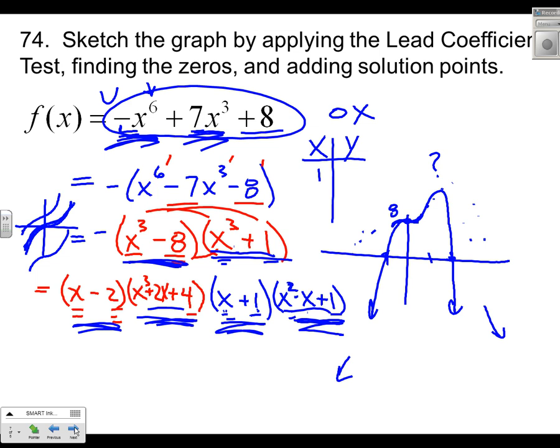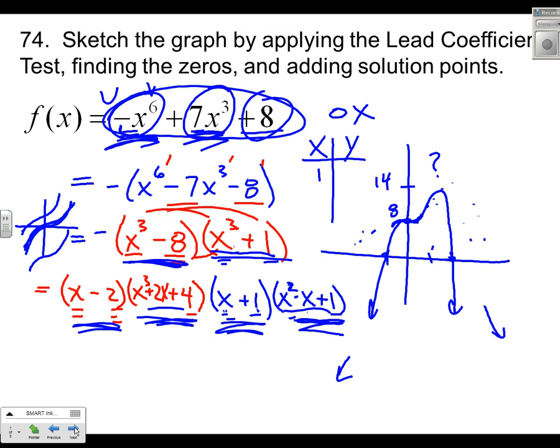If I get a 1, 1 would give me -6 plus 7. Is that right? If I put in a 1, -6, or -1, excuse me, that was silly. -1 plus 7, 6, plus 8, 14. So we're going to go up to 14. Now, might we go a little bit higher? Yeah, there's no guarantee that 1 is the highest point there.